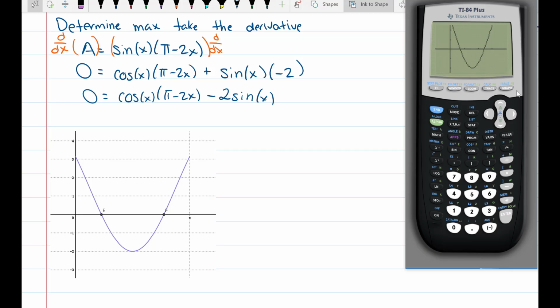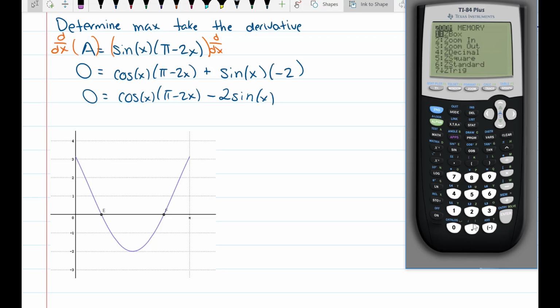And you should get something like this. If your graph does not look like this, go ahead and change the window. So I'm going to change my window back to standard, and it's going to look like that. Notice that I think I added a domain restriction. Yeah, so here at the end I added that x has to be greater than 0 and x has to be less than pi. So now it's stuck like that.